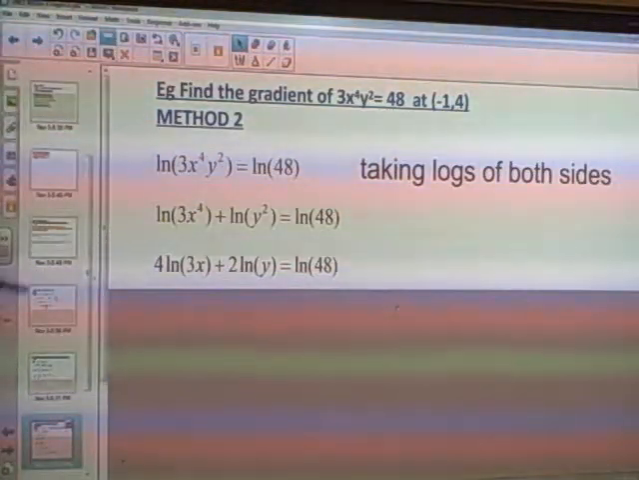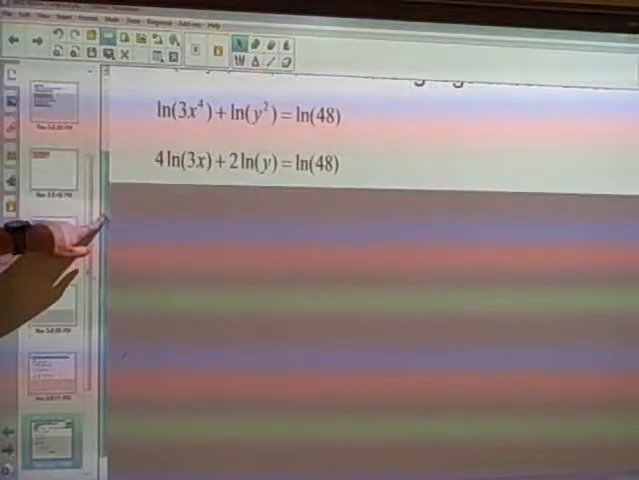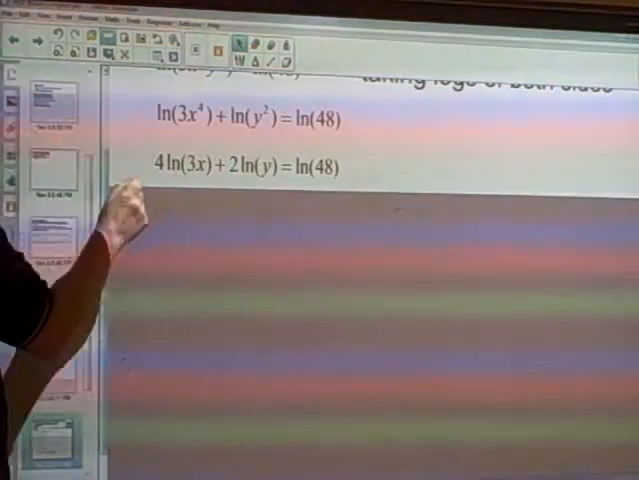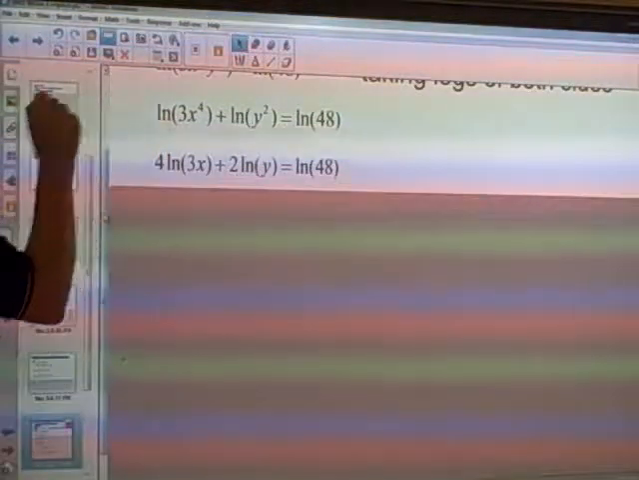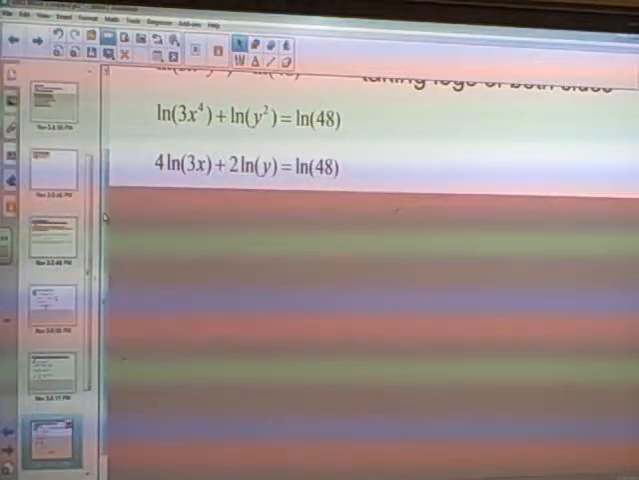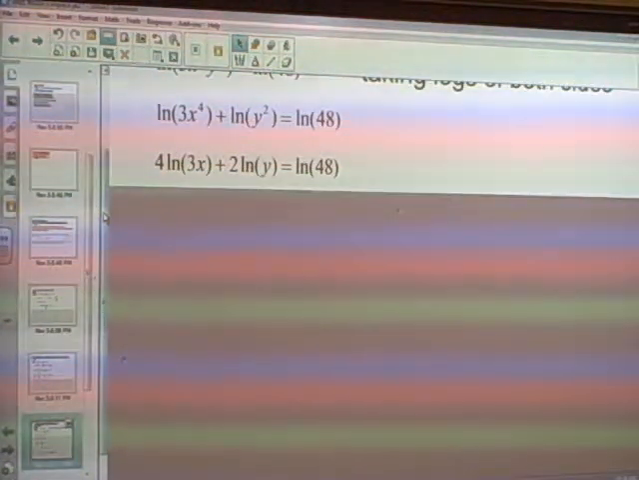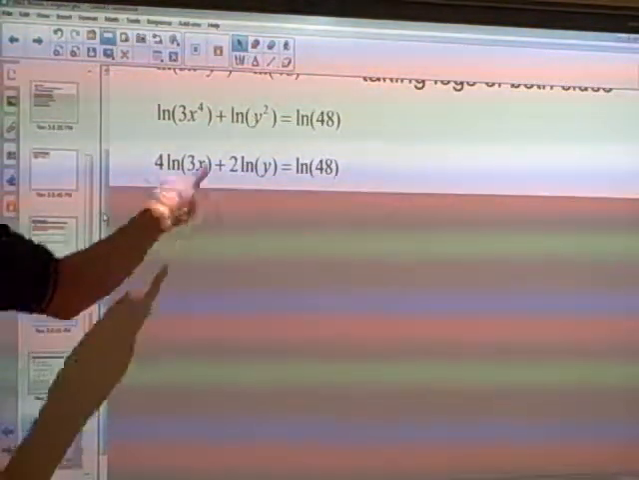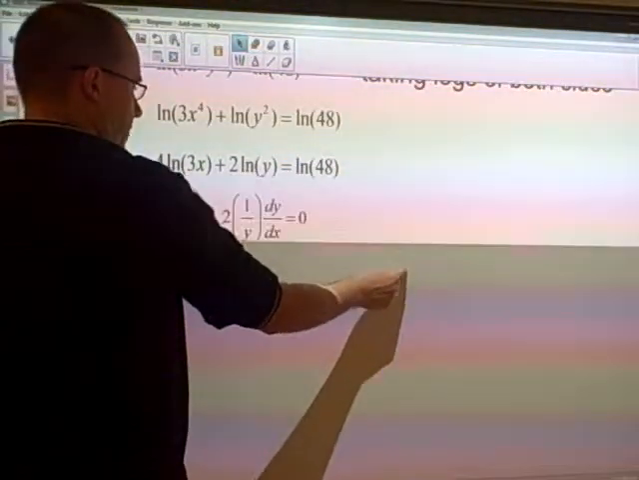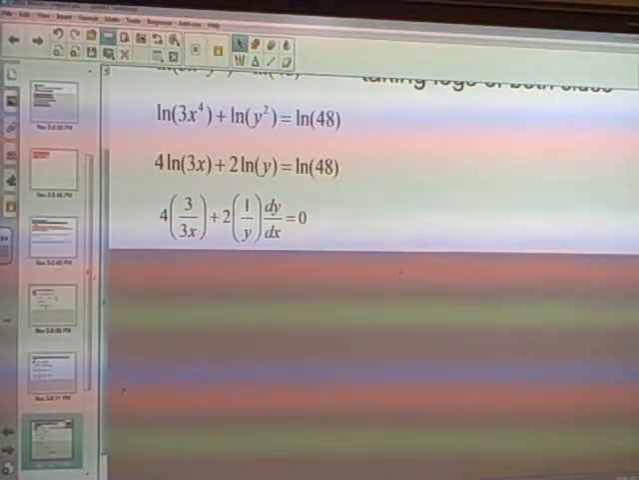And then when it comes to differentiating, it's much simpler. The rule for differentiating the ln function is you differentiate what the ln is, and then you put it over the original. So differential of 3x is 3 divided by 3x. Differential of y is 1 dy by dx, because there's a y involved, and then over the original. And log of 48 is just a number, so when we differentiate that, we just get 0 again.